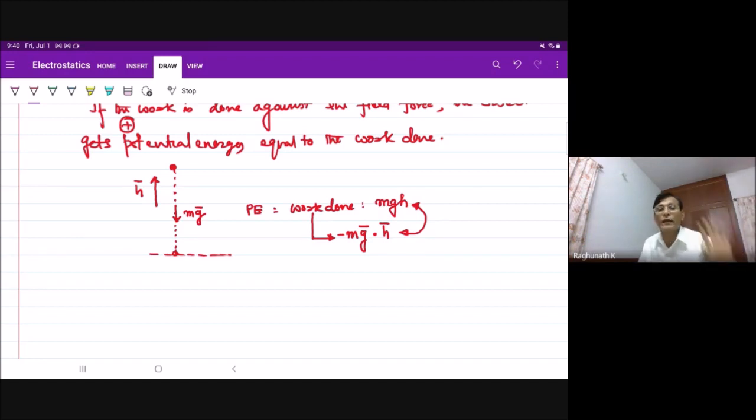Somebody told me that it is work done. No doubt about it. Work done against, because of which it is minus of. That is what is to be understood here. This actually, proper learning, there only it is minus mgh. Minus mg bar dot h bar. Work done is a dot product. But when it comes to potential, it is minus, everywhere. Minus of.